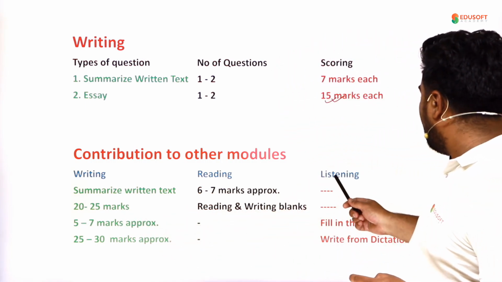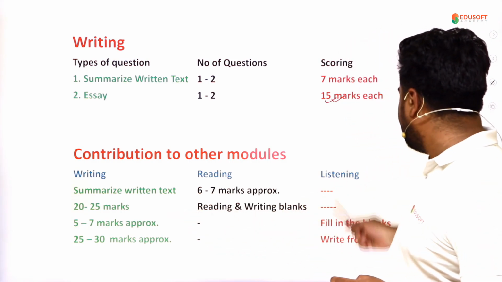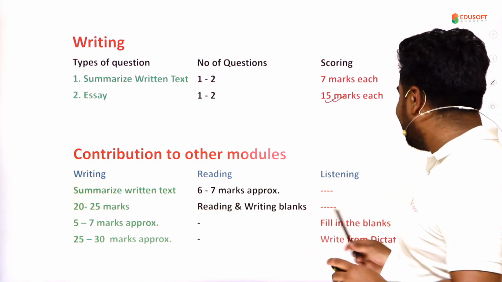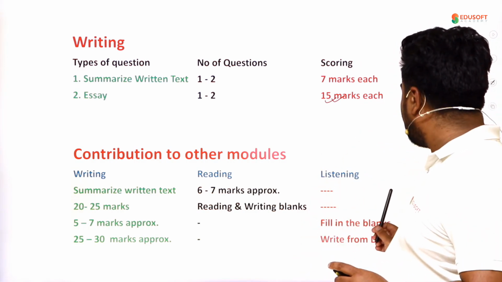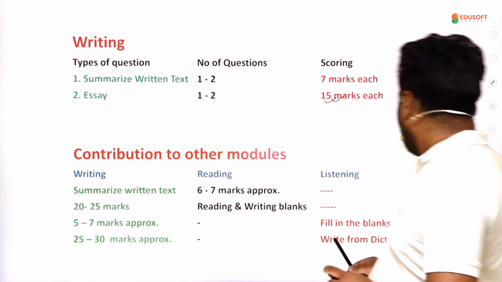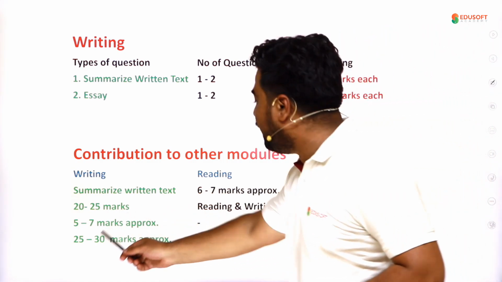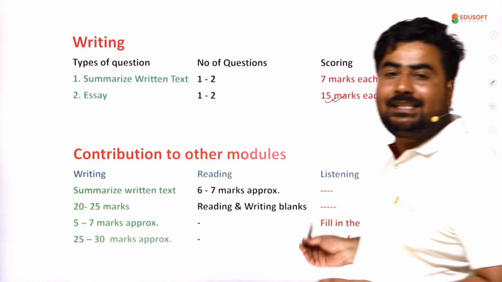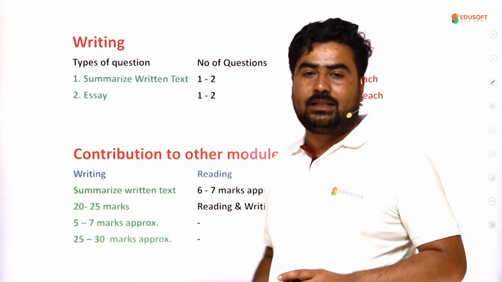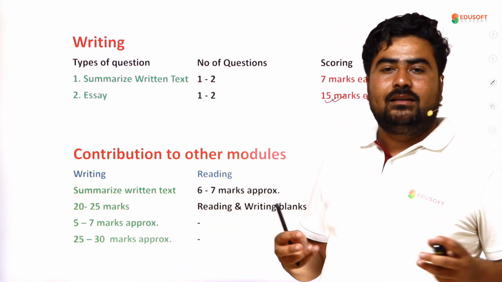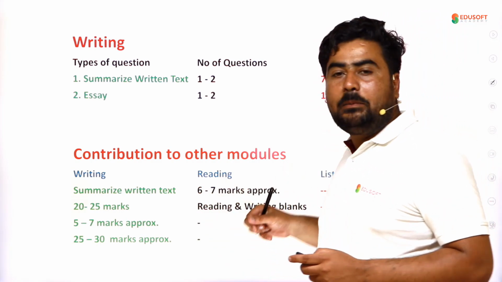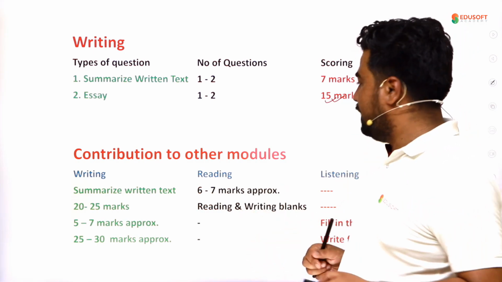Under the listening section also, fill in the blanks will contribute to writing. When you are doing fill in the blanks of listening, at that time this fill in the blanks contributes 6 to 7 marks in your writing also. Write from dictation will contribute 25 to 30 marks. This write from dictation is of the listening module. It is from listening skill, but this will contribute to your writing. As I have mentioned to you earlier, these modules are interconnected. These skills are interconnected when it comes to the PTE examination.